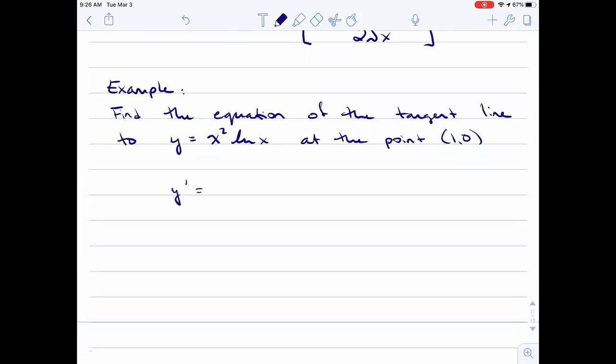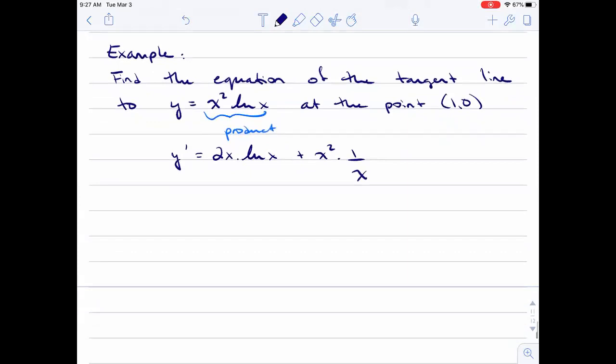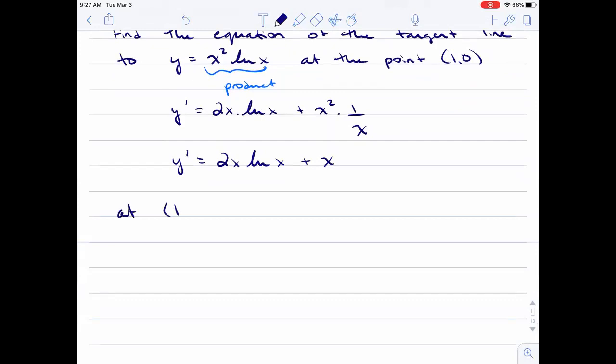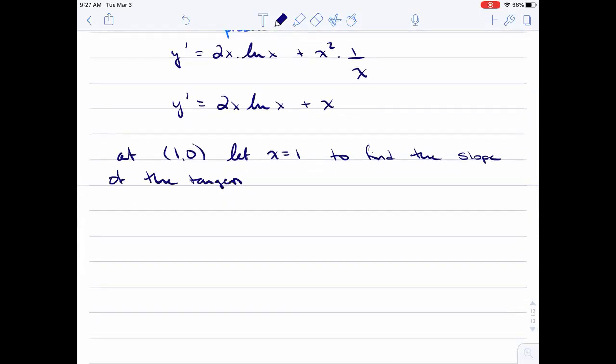Y prime is going to be, and of course I've got a product rule here. So I can do 2x times the natural log of x plus x squared times 1 over x, putting me at 2x log x plus x. It's the derivative of y. So now at 1, 0, let x equal 1, to find the slope of the tangent line at 1, 0.